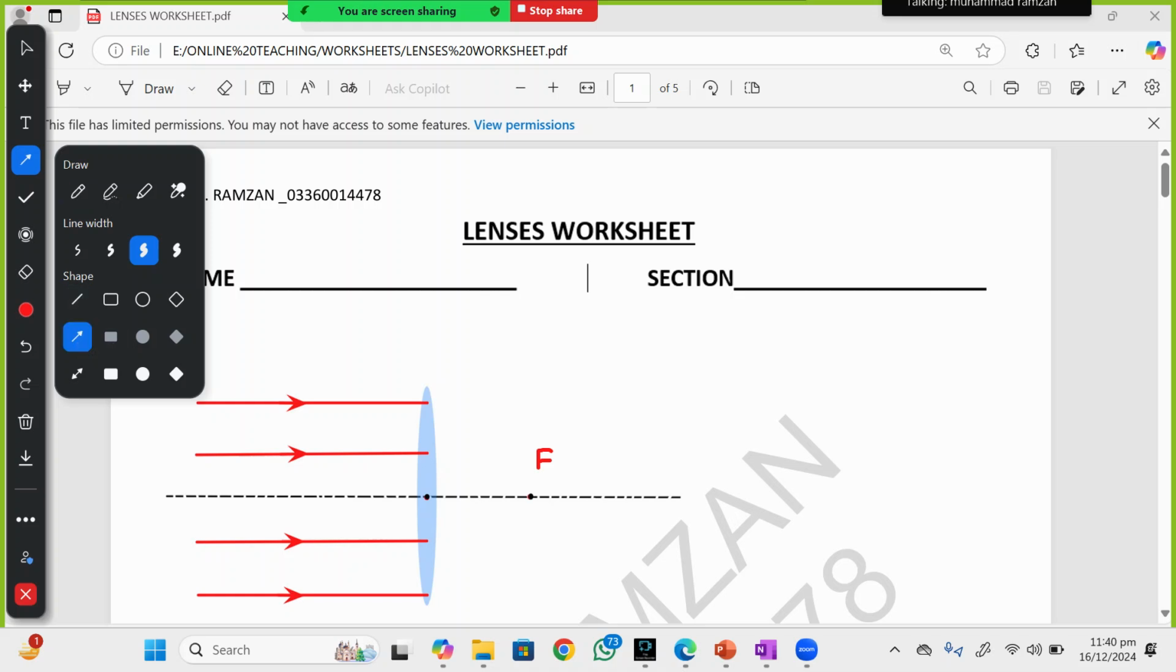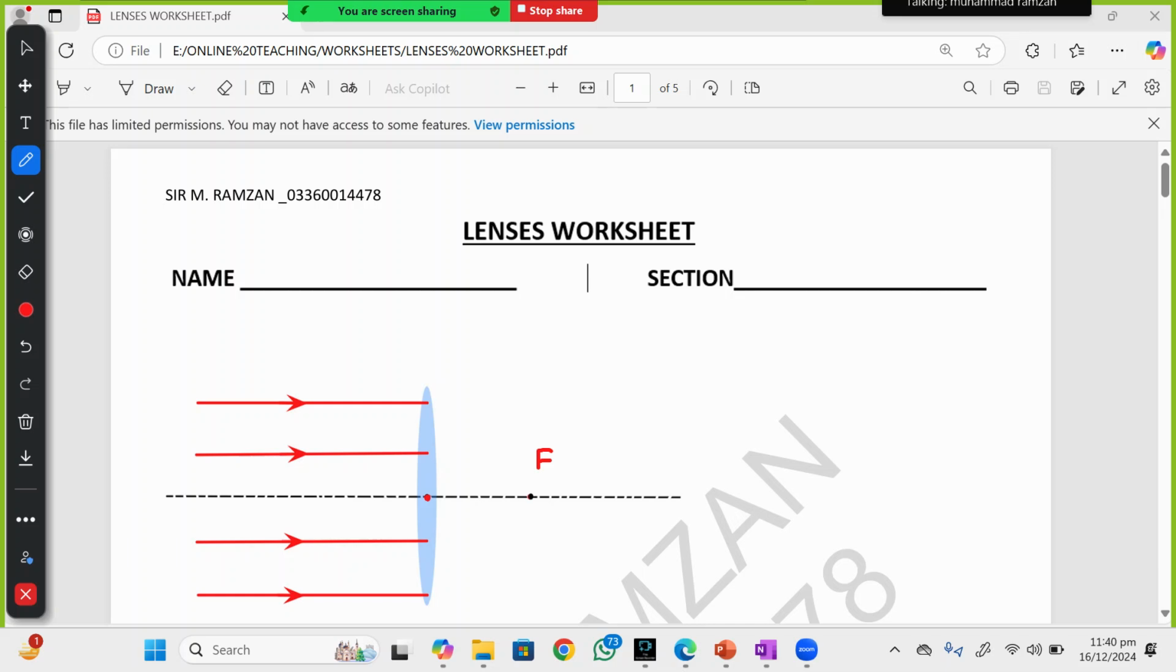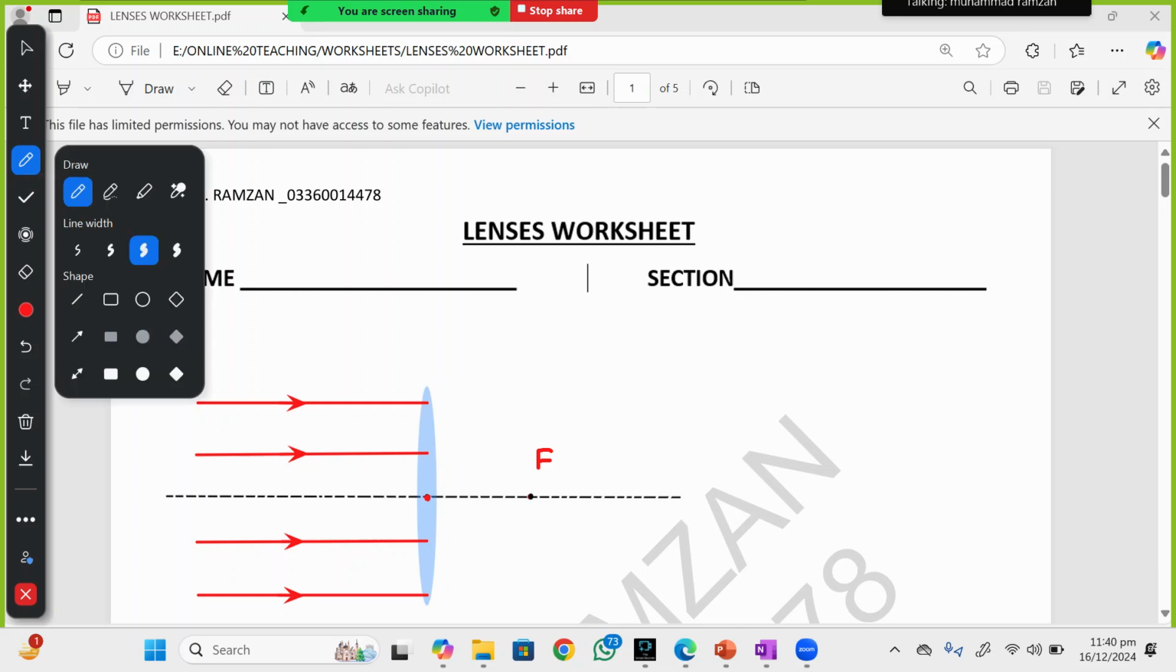So this is a thin converging lens which is displayed in blue color. The light rays are parallel to the principal axis. The black dotted line is called the principal axis. The principal axis is an imaginary line which passes through the center position. This center is called the optical center. So the light rays which are parallel to the principal axis would pass through the focal point all the time.